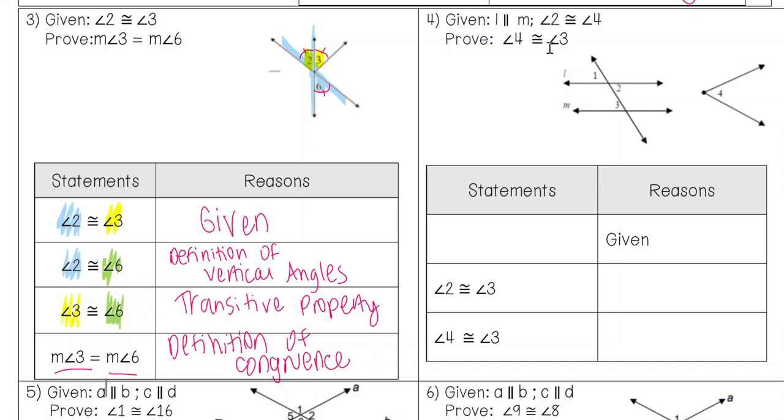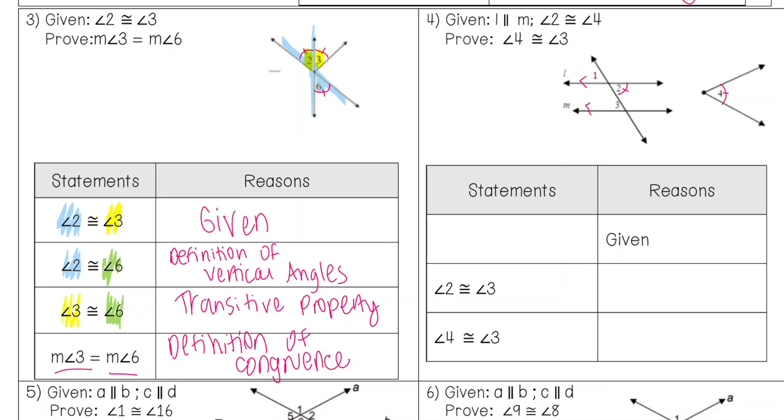In proof number 4, we're given that line L is parallel to line M. So I'm going to add in the arrows to show that those are parallel for myself. I'm also given that angle 2 is congruent to angle 4, which is not part of the diagram. It's just a separate part of the image there. So it's not on the same set of parallel lines as angles 1, 2, and 3 are, but it's still provided to us. We're asked to prove that angle 4 is congruent to angle 3.